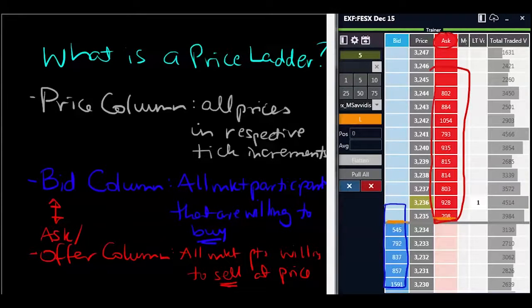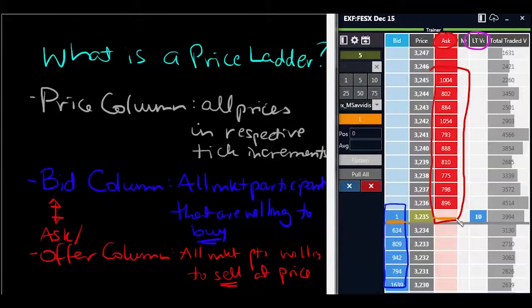So if we just make a note, on the right hand side here, we have the last traded volume column. That last traded volume tells us what the last traded price is, number one. So you can see 10 lots traded at 32.35. Likewise, again, 14 lots traded.